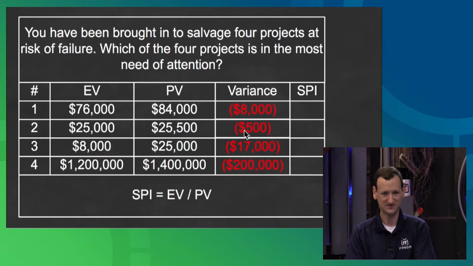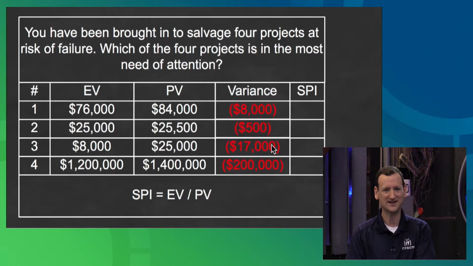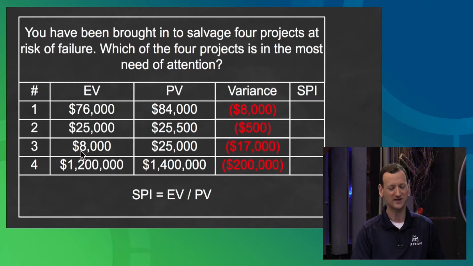If I just look at variance, right? So here's project 1, 2, 3, and 4. Project 1 has a planned value of $84,000, Project 2, $25,500, Project 3, $25,000, and Project 4, $1.4 million. All right. Projects 2 and 3 are very close in budget, right? So they very closely match each other. One's $25,000, one's $25,500. And when I look at those earned values, I see a huge difference there. And so if you give me the earned value, and one of them is $500 and the other one is $17,000, it's pretty obvious which one's at greater risk, okay? Project 3 is at a greater risk than Project 2 because they have similar budgets.